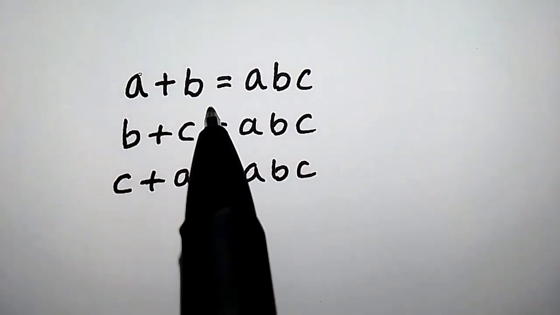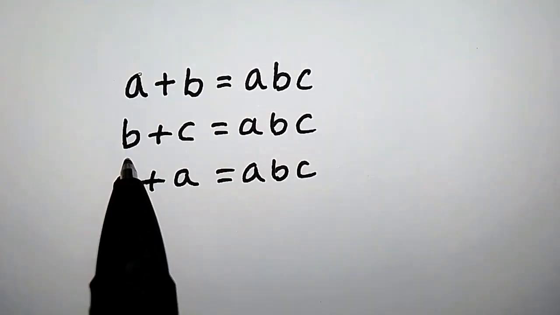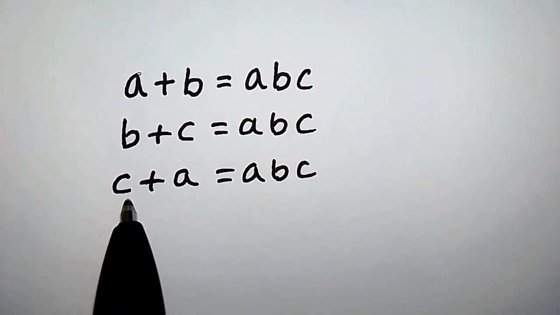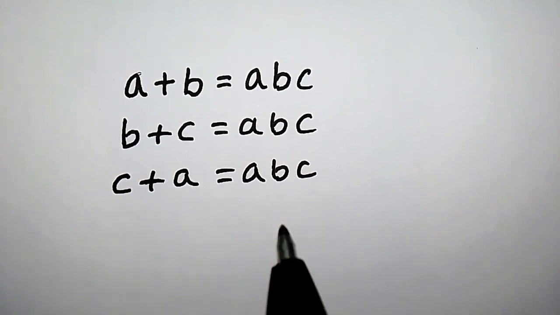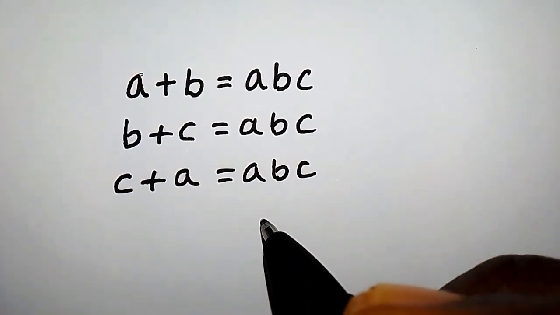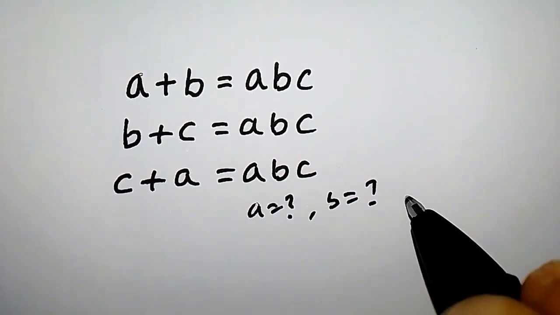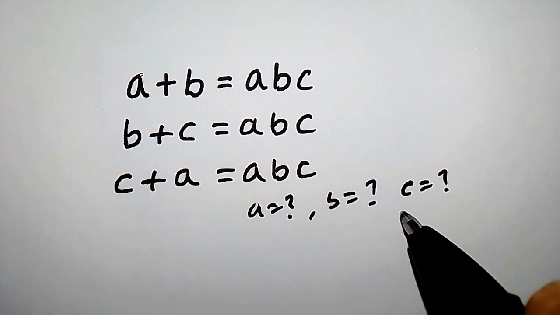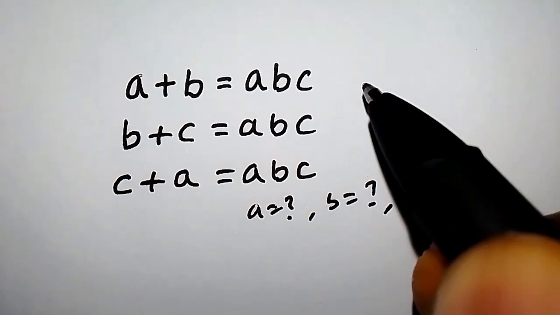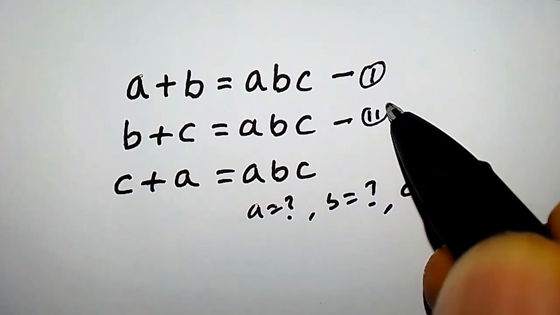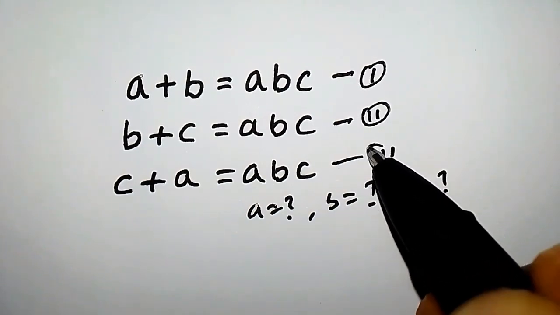A plus B equal to ABC, B plus C equal to ABC, and C plus A equal to ABC. How do we find the value of A, B, and C? First, let us call this equation 1 and equation 2 and this equation 3.